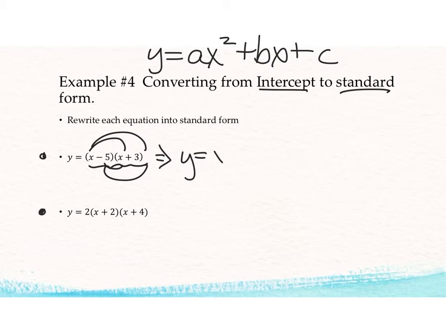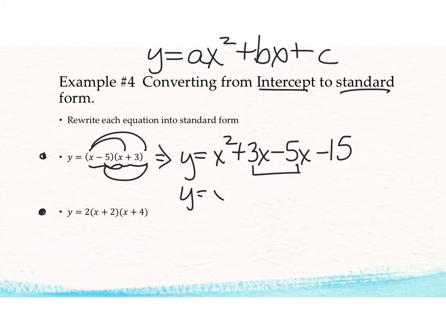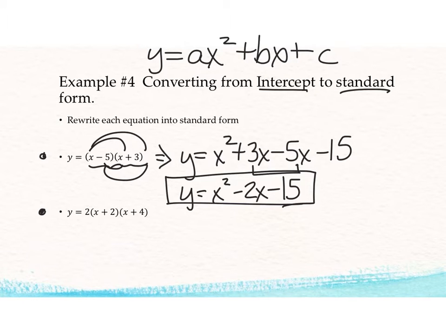And this would give you x squared plus 3x minus 5x minus 15, which cleans up to be x squared minus 2x minus 15. Ta-da, standard form. Not as hard as it sounded.